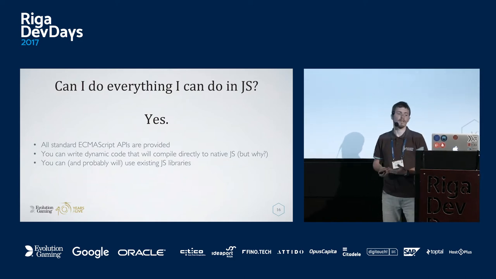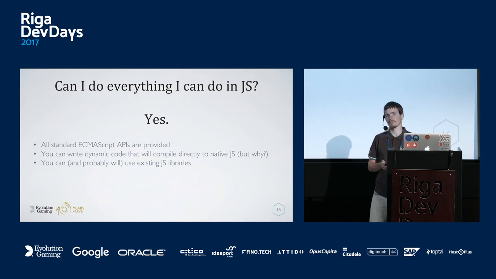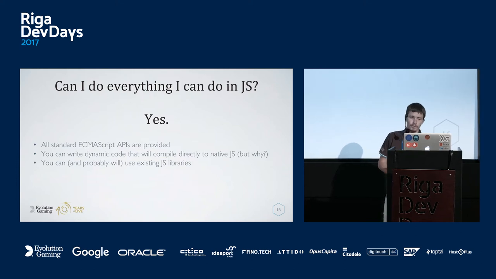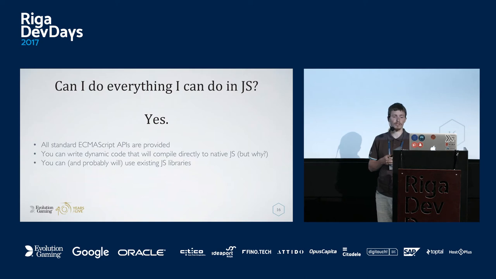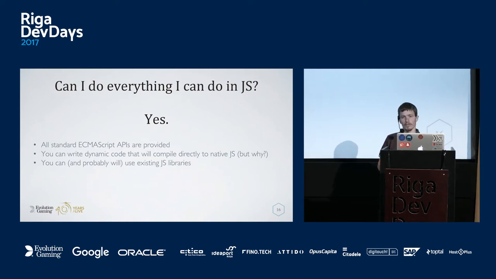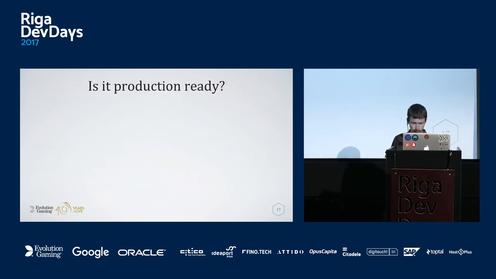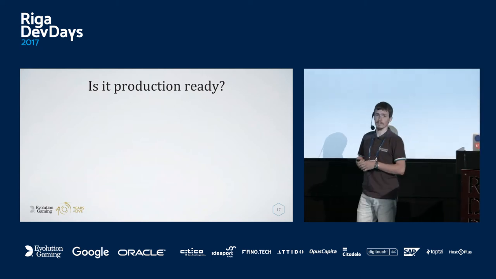Another question, do you really need it? Why would you choose ScalaJS in the first place if you want to write dynamic code? And you will probably use existing JavaScript libraries. Interoperation with JavaScript is very good, so there are no obstacles in using native React.js. And these days, this is the way to go for writing front-end in ScalaJS. Is it production ready? I would say, and I believe, it definitely is.